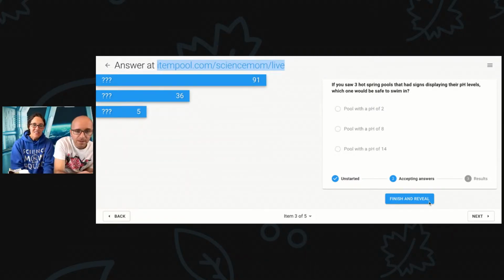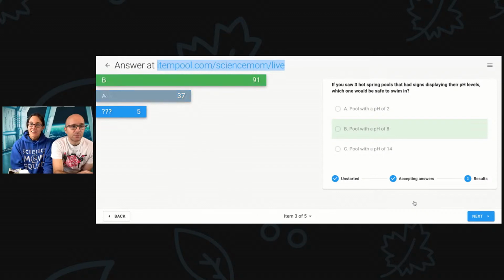All right. And B, oh, yeah. Good job. Yeah, got it, 8 is right. It would be like swimming in the ocean water. 2 you might be able to get in for a little while, but then you would want to get out and your skin would hurt. 14 would be terrible. That would be a deadly hot spring. Don't get in a pH 14 hot spring.